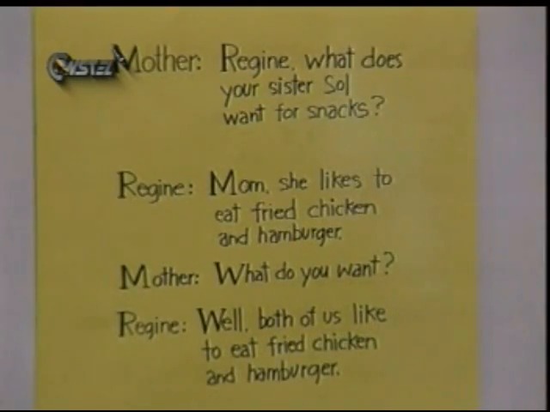Regine, what does your sister Sol want for snacks? Mom, she likes to eat fried chicken and hamburger. What do you want? Well, both of us like to eat fried chicken and hamburger.